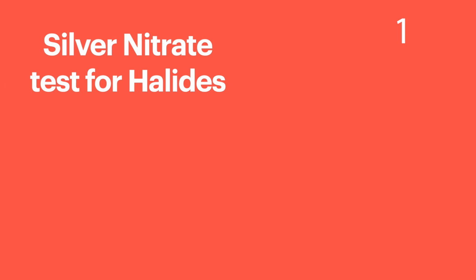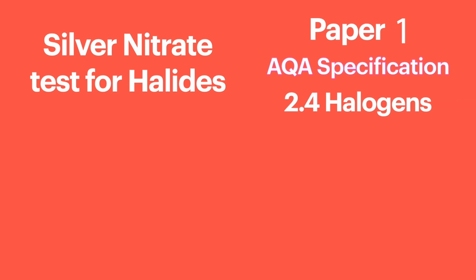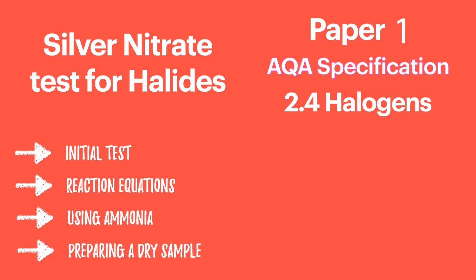In this episode we're looking at how we can test for halide ions using silver nitrate. This is AQA specification 2.4 halogens. In this lesson we're going to be looking at the initial test, what the equations are for these reactions, how we can use ammonia to confirm the test results, and how we can use this technique to produce a dry sample of a silver halide.